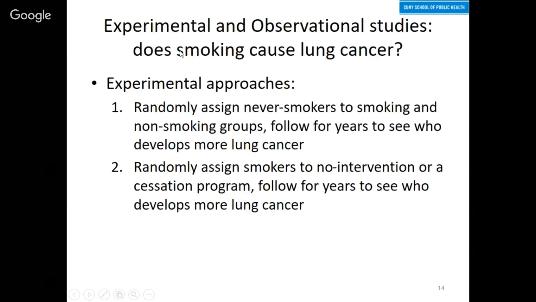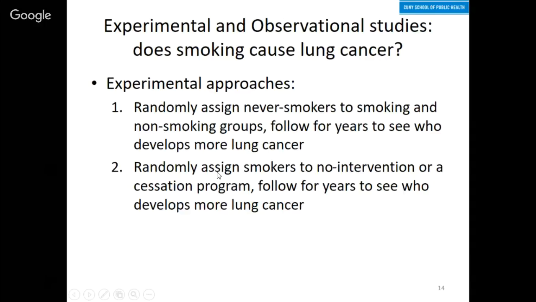So let's see, does smoking cause lung cancer? The classic example. Experimental approaches would be to take never smokers and randomly assign them to smoking and non-smoking groups, give free cigarettes to the smoking group, tell them to smoke and make sure that they smoke, and then follow them for years to see who develops more lung cancer. Obviously not going to happen, so we can't do that.